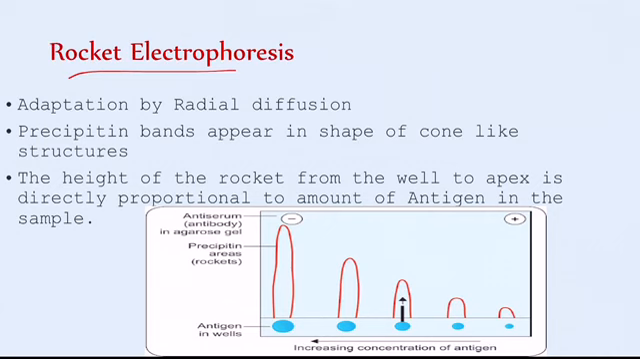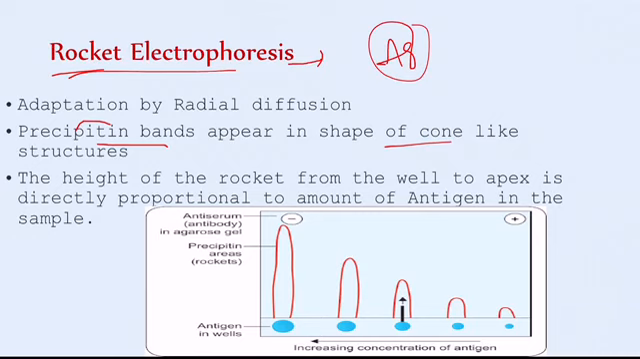Another one is rocket electrophoresis. The main application of rocket electrophoresis is quantitative estimation of antigens, and it is an adaptation of radial immunodiffusion, which was explained earlier. The name rocket is derived from the shape of the precipitin bands that appear in this process. The precipitin bands will be in the shape of a cone, taking the shape of a rocket. That's why this electrophoresis is called rocket electrophoresis.